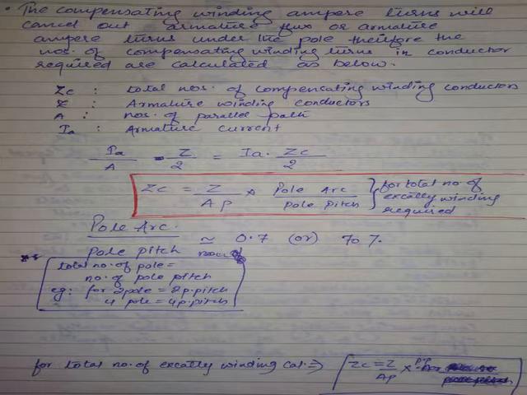Generally, you have calculated Zc is equal to Z by A into P. What is the Z by A into P? All the region. So you can't place compensating winding in this place. Therefore, some percentage should be reduced. You have over calculated. You have to calculate only in this region. What is this region representing exactly? Pole arc by pole pitch. That's why. Now, to get an accurate value, compensating winding conductors requirement is equal to Z by A into P into pole arc by pole pitch. It may be 0.7 or 0.8 or 0.75, that depends on the problem.